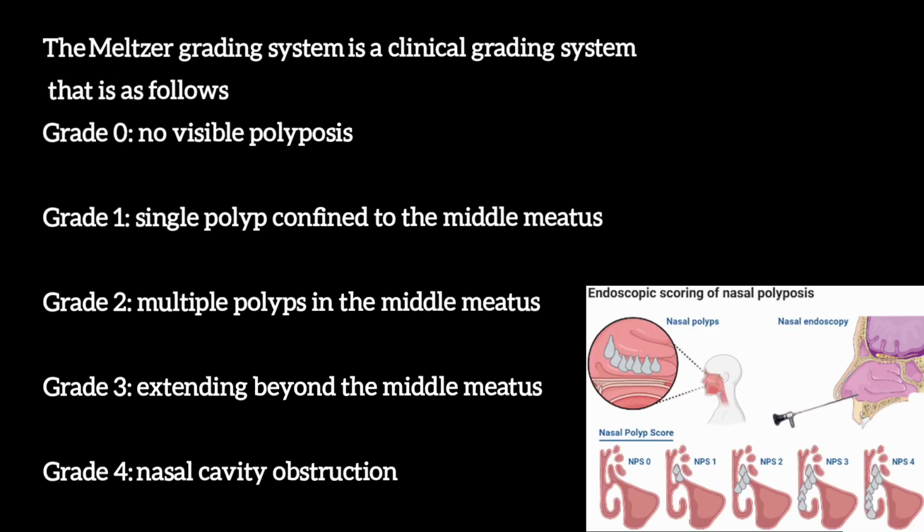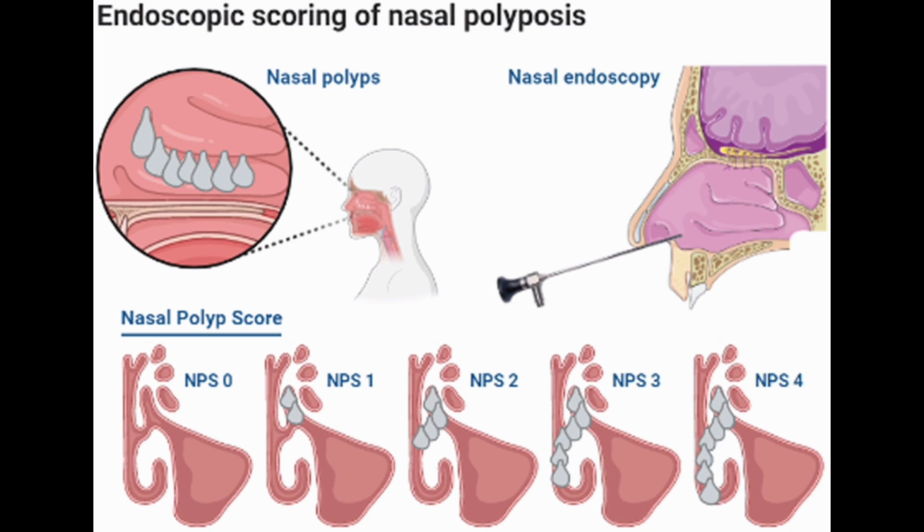Classification. The Meltzer grading system is a clinical grading system that is as follows. Grade 0: no visible polyposis. Grade 1: single polyp confined to the middle meatus. Grade 2: multiple polyps in the middle meatus. Grade 3: extending beyond the middle meatus. Grade 4: nasal cavity obstruction.